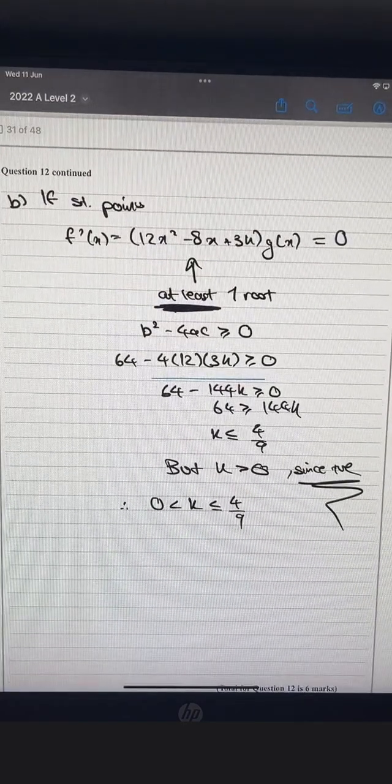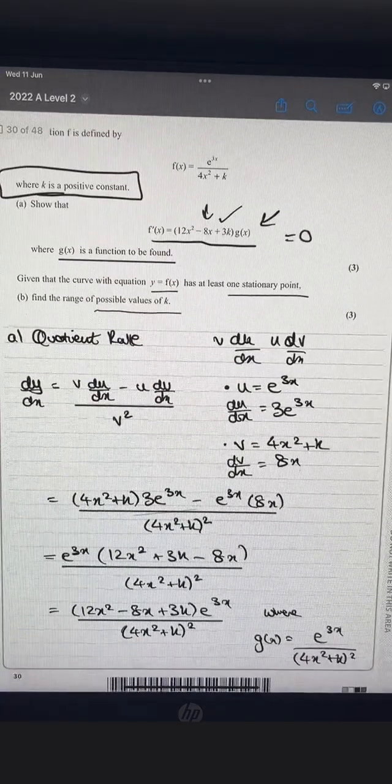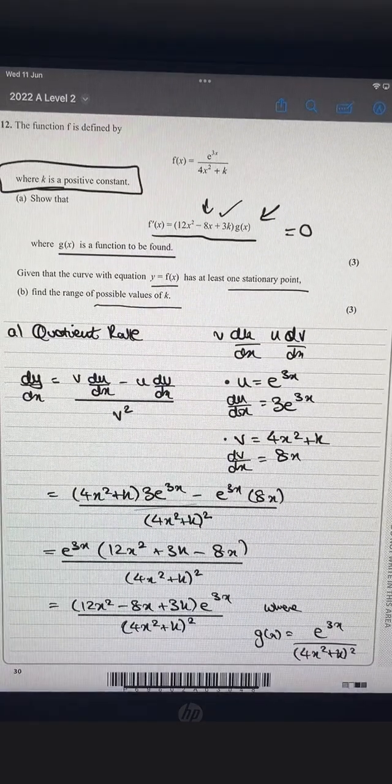So that is how you do this question. I hope that makes sense. My advice from this is to read the questions very, very carefully, and if they ask you for a range of values, see if anything else is mentioned about that value, and make sure you take that into account in your range. All right, so that's how you do question 12.